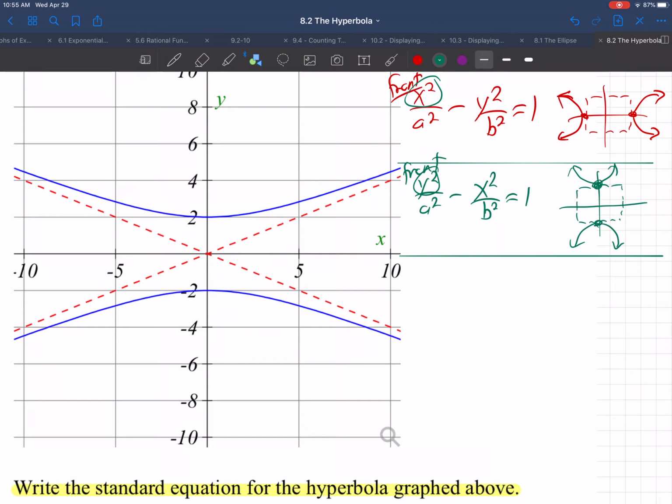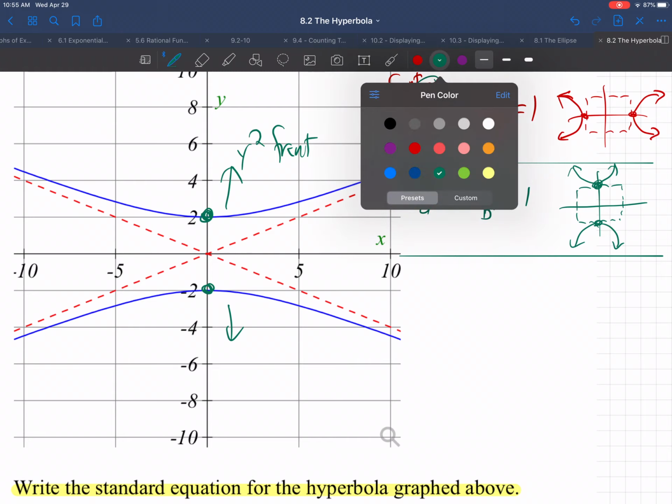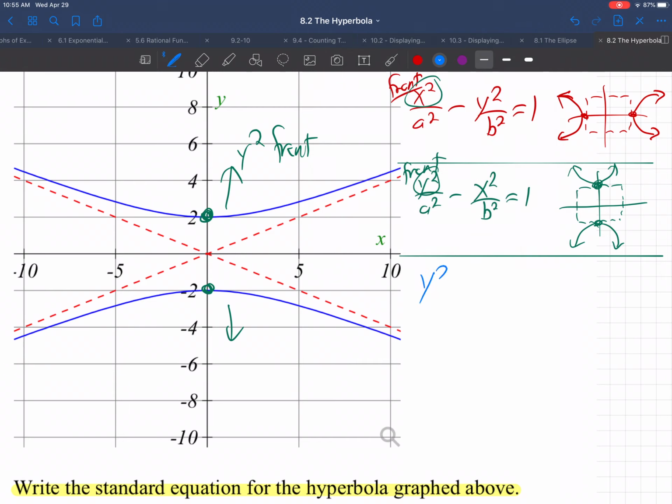Now, what do we have? What's our situation? Our situation's branches are going up and down from right there. So that means that we have what in the front? Y squared in the front, don't we? So we have y squared over a squared minus x squared over b squared is 1.